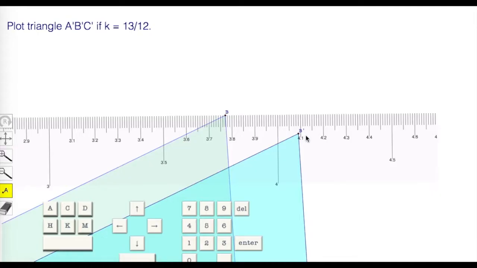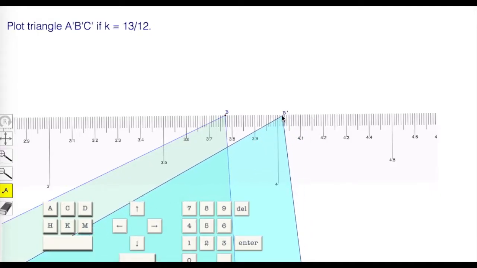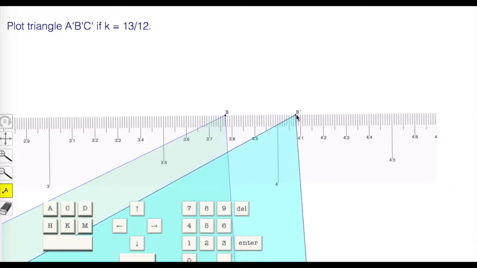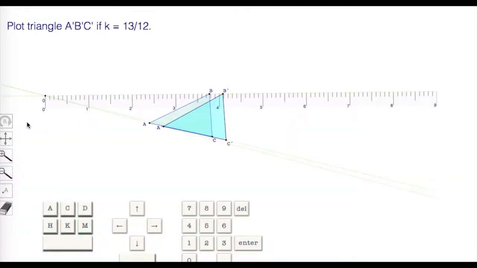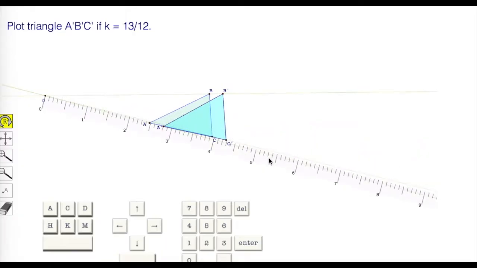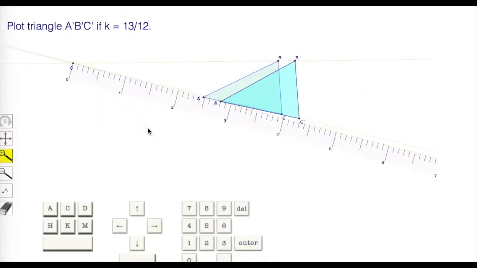I'm going to click on my line plotting tool. 4.05678. Okay, and you can also use your arrow keys to move it to exactly where you want. Let's zoom out, rotate the ruler through A, and do the same thing again. And let's zoom in to that point again.